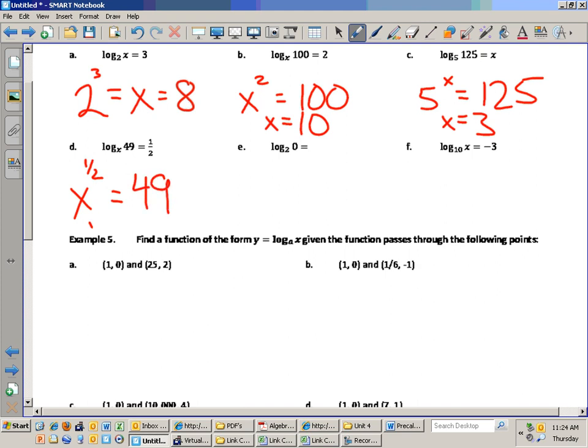Square root it, right? So the square root of some number is equal to 49. So x is 7, right? No. You got to square 49. So x is 2,401. We did this second hour, so I knew 2,401.